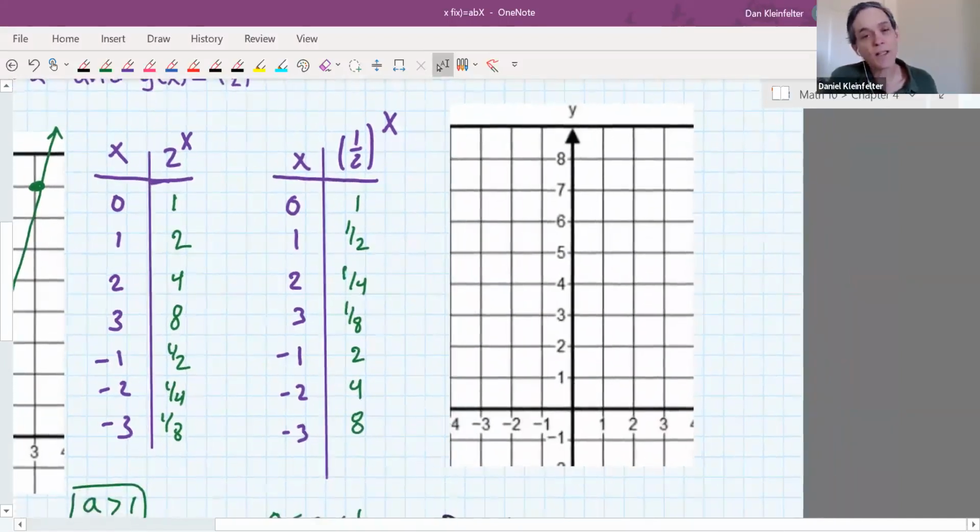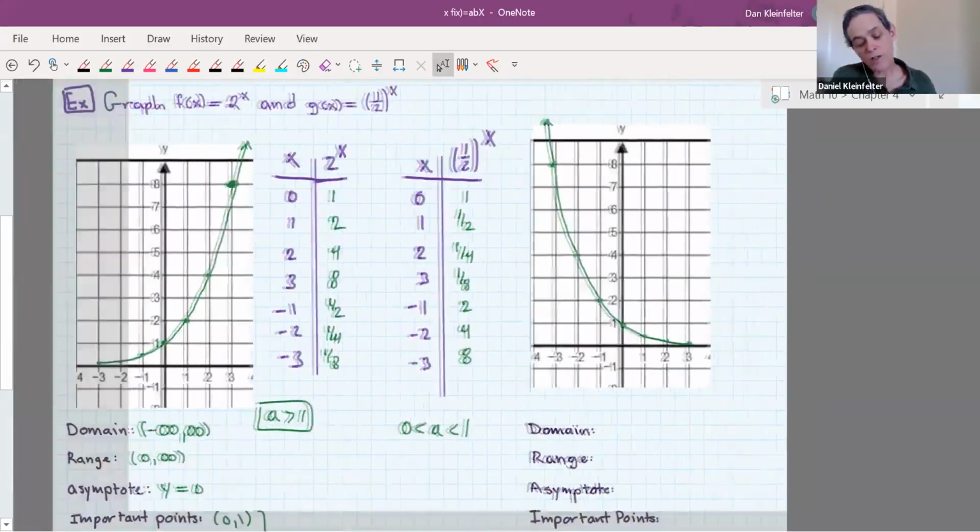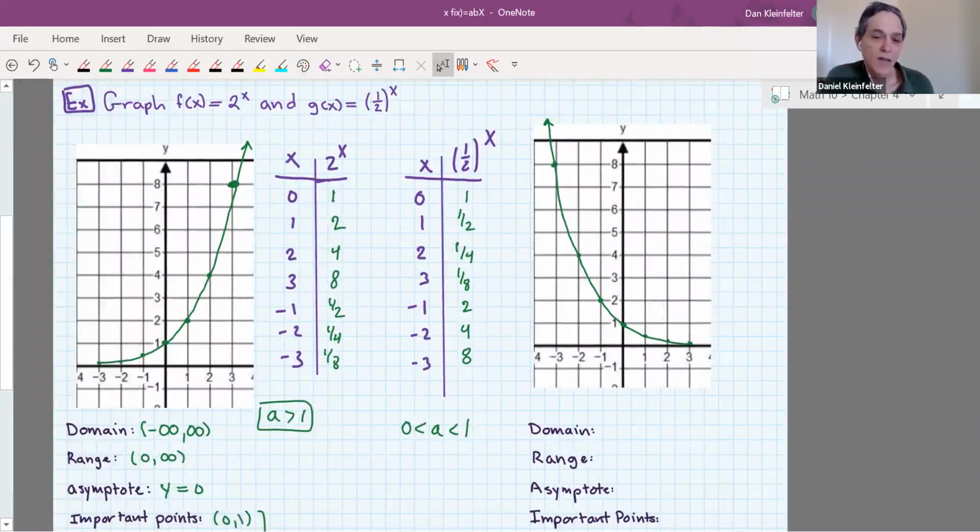So once again, we're going to draw those dots onto our graph. So we'll have (0, 1), (1, 1/2), then 1/4 and 1/8. So that should be looking kind of like the mirror image of the left half of our previous graph. For -1, we'll have 2. For -2, we'll have 4. For -3, we'll have 8. Okay, so this should look like our last graph, but reflected across the y-axis. And in fact, it is.